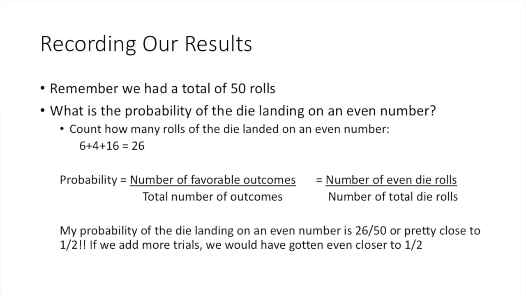In my experiment, I got 26 out of 50, which is pretty close to 1/2. If we add more trials, we would have gotten even closer to 1/2. So to answer our hypothesis, the probability of the die landing on an even number should be exactly 1/2. One last thing to keep in mind is that your results could have been slightly different than mine, because every time we have trials, they're made of random results. So if you didn't get 26 out of 50, but you got something pretty close, you're on the right track to becoming a great data scientist.